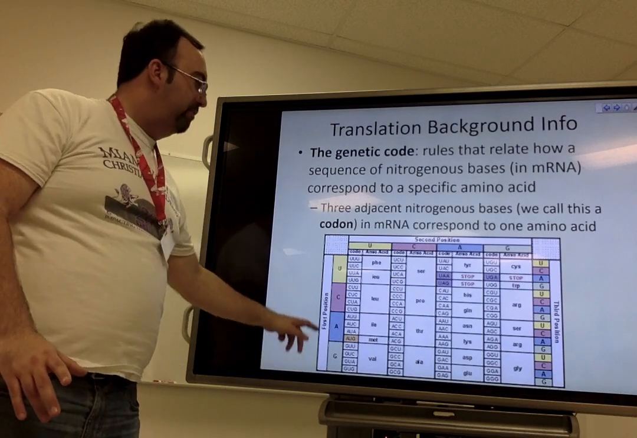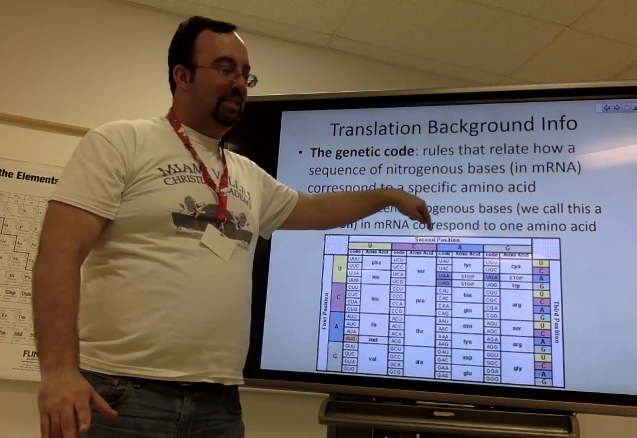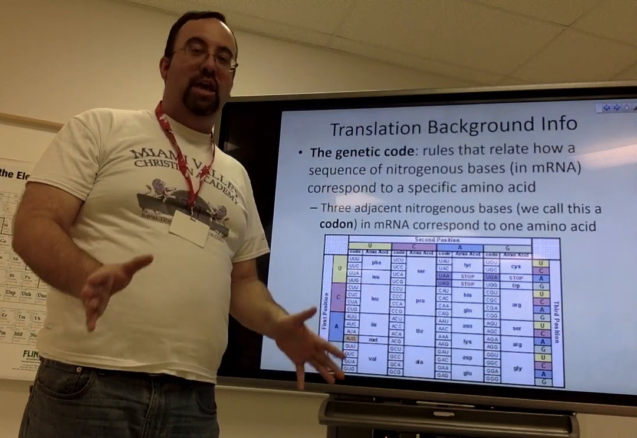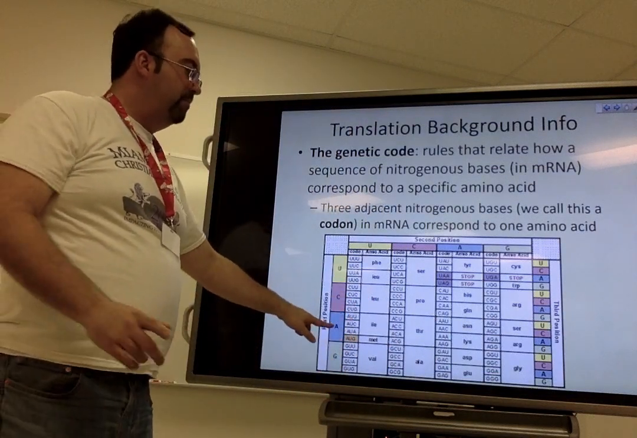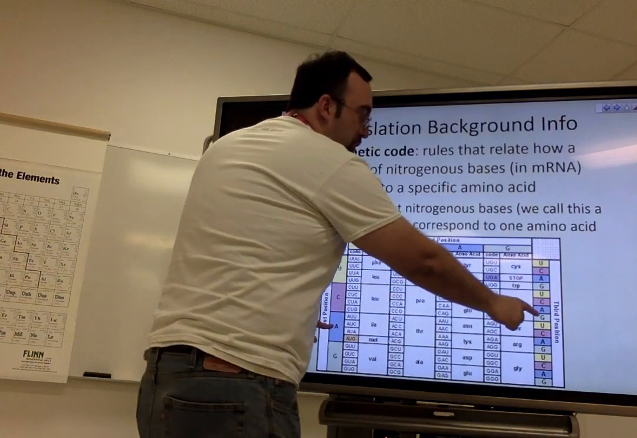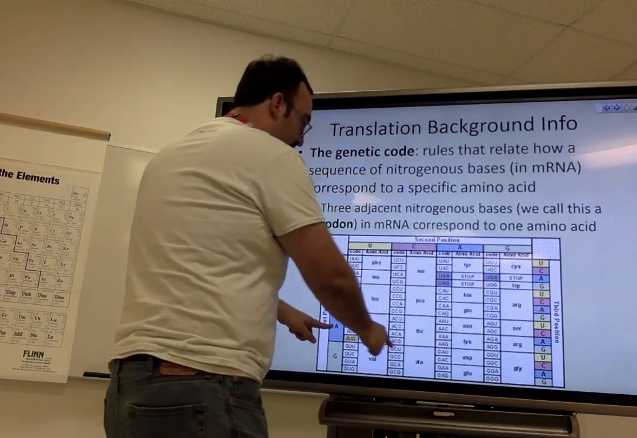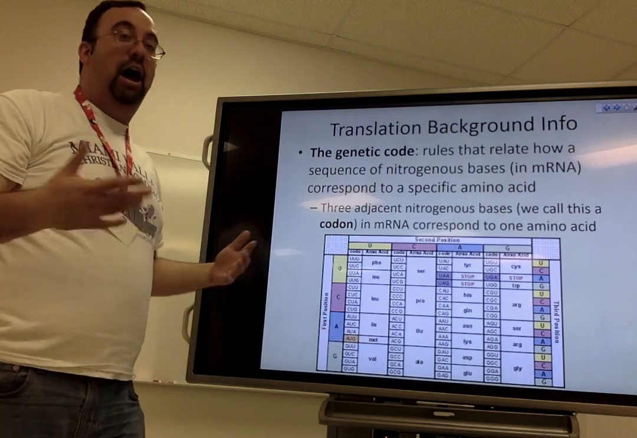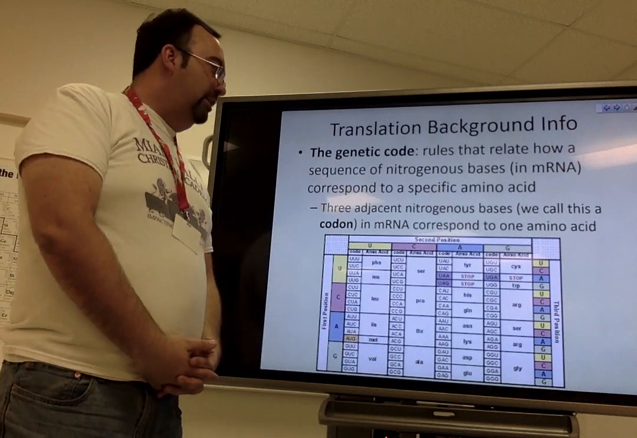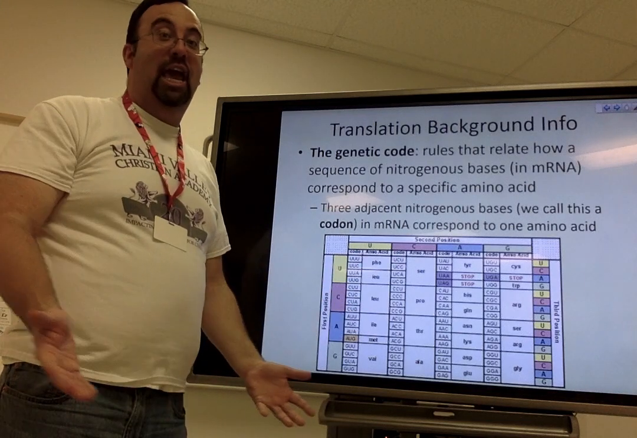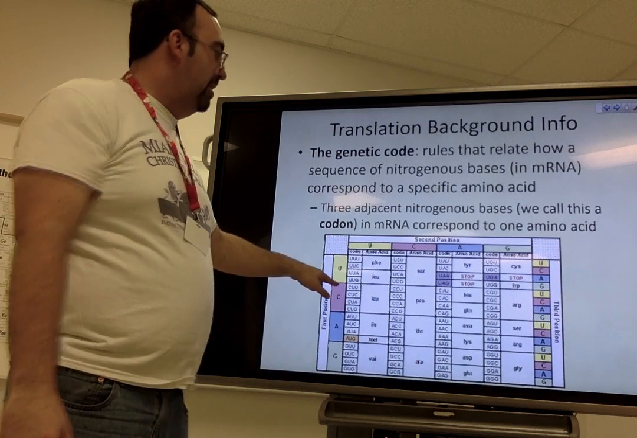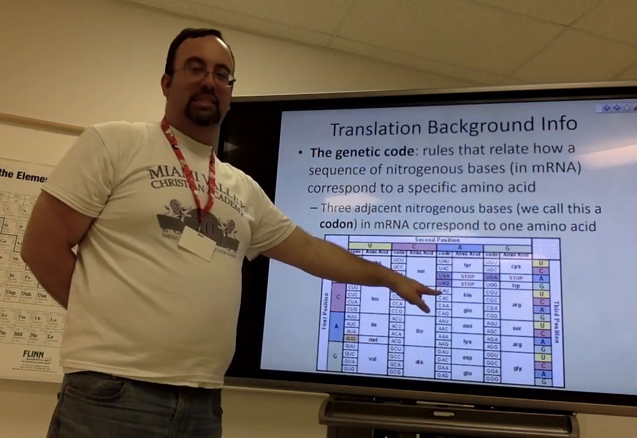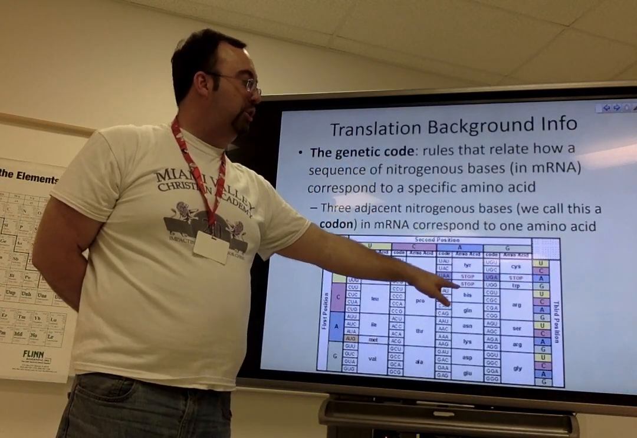On the left side, we have the first position, the middle here is the second position, and on the right here is the third position. If we use AUG, we simply look for A, we have U, and then we have the G over here. If we come down here, we will see that AUG codes for methionine. We can do this with any other codon that we're interested in. Let's say, for instance, we're looking at CAU. Our first position is C, our second position is A, and our third position is U. We can see that CAU codes for the amino acid called histidine.